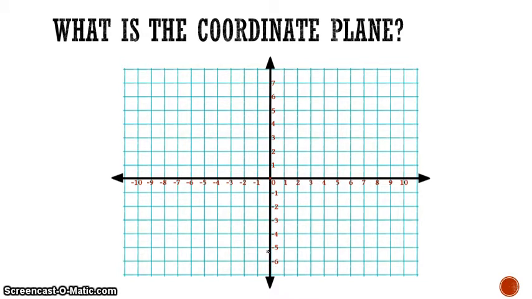It's kind of like a thermometer, or if you're measuring above or below sea level, you have positive numbers on top, negative numbers on the bottom, and a 0 in the middle. Probably the easiest comparison is going to be the thermometer. So that's the coordinate plane.